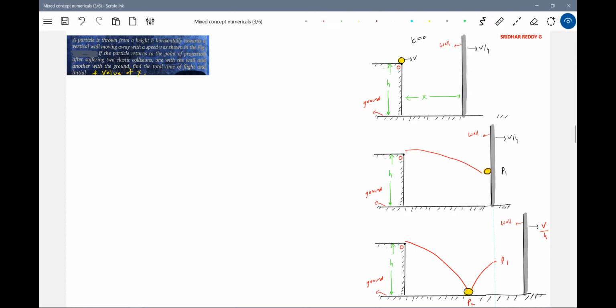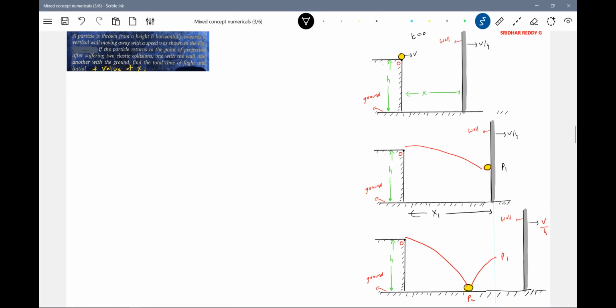There are 3 instants of time, no? Time taken by the ball to move from the point O to point P1, from P1 to P2, again P2 to O. That is everything that is asked: the time of flight and the value of X. This much is our question. So let me indicate some lengths here. This I'll call X1, and this distance, let me call X2. There's a point P2.